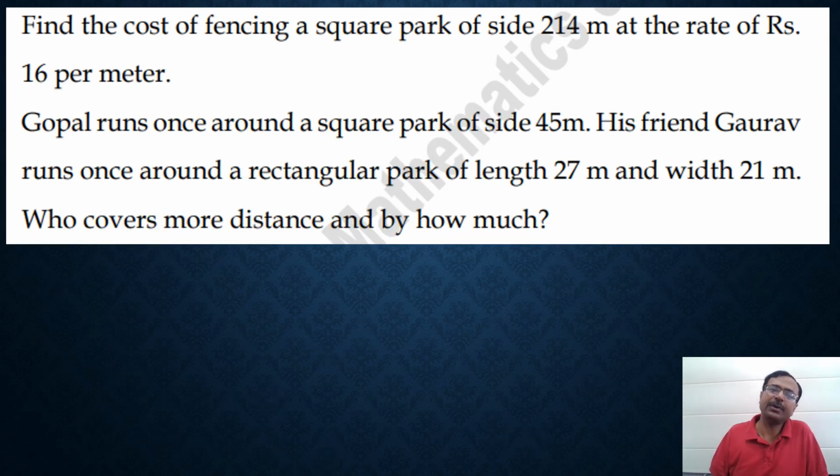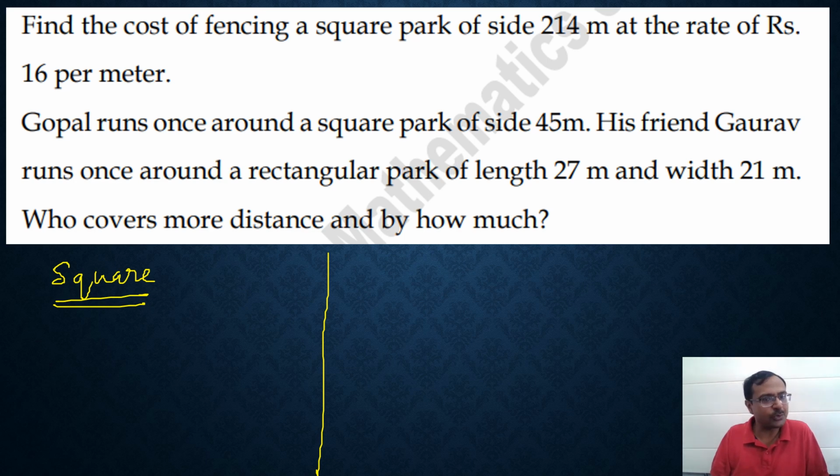Now the questions based on statement problems: the cost of fencing a square park, or the comparison of the distance covered by two different people. I've taken two questions here. So let's see the first question. Find the cost of fencing a square park. So we have a square park, right? And you know that a square has all the four sides equal.